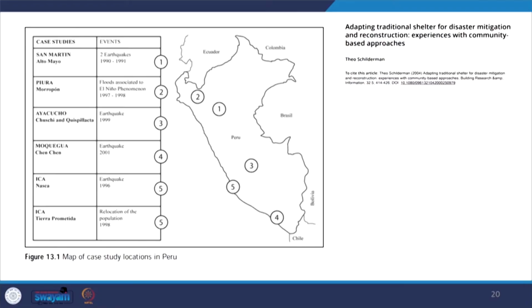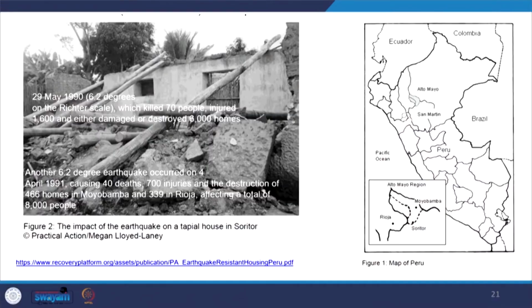In Theo Schilderman's work, he talks about adapting traditional shelter for disaster mitigation and reconstruction, and his experiences with community-based approaches. He talks about different cases, and I'm going to talk about one particular case, the Alto Mayo region, where from 1990 to 1991 a series of earthquakes impacted the area, and many injuries and deaths were reported, and many people lost their houses. About 6,000 homes were destroyed or damaged.